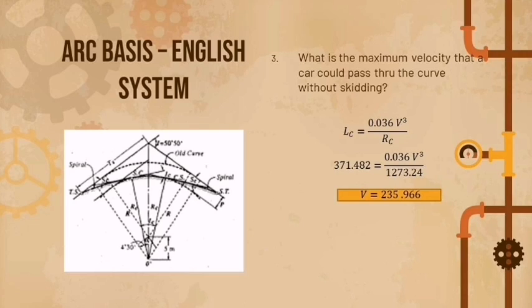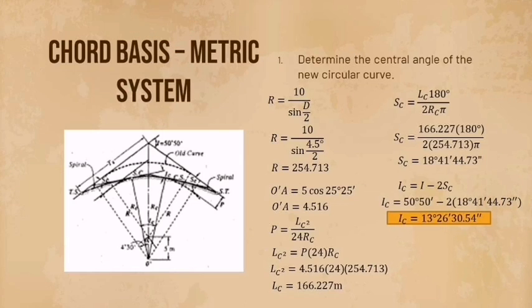So for number 3, what is the maximum velocity that a car could pass through the curve without skidding? LC is equal to 0.036 V cubed over the RC. Again, substitute the given values. LC is 371.482, equal to 0.036 V cubed over the R, or the radius, which is 1,273.24. After calculating it, you will get the answer of velocity is equal to 235.966.